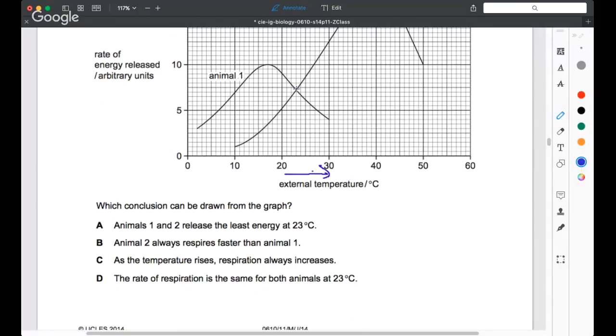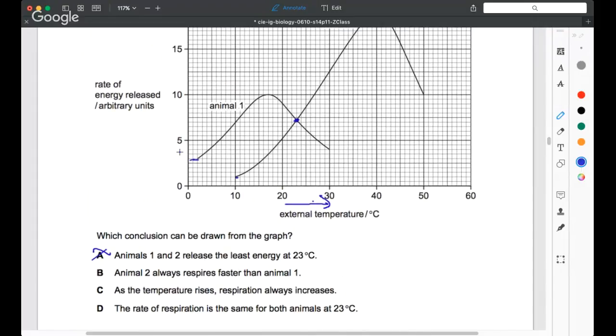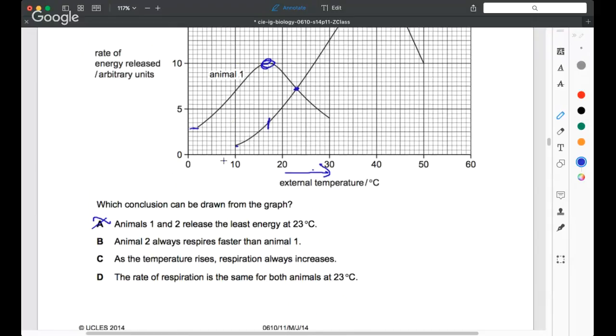So 23 degrees C is here, where the graphs cross over. If we look at here, this animal 2 releases the least energy. It's at the lowest point down here at 10 degrees C. This releases the least energy at about 2 degrees C. So that's not right. Animal 2 always respires faster than animal 1. If we look at animal 1 here, animal 1 is respiring really quickly. It's producing lots of energy, whereas animal 2 is producing much less energy. So no, that's not right either.